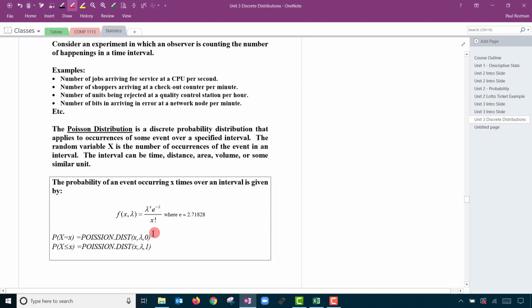It has 2 parameters, the number x and then the mean rate. Like it's the rate of arrival. We'll call it lambda. The formula is a little ugly. It's lambda to the x, e to the minus lambda, over x factorial. Excel has nice functions for it as well: POISSON.DIST for an individual probability and POISSON.DIST for cumulative.